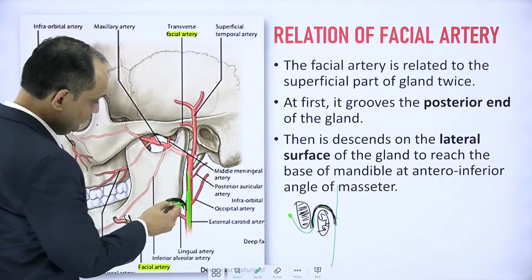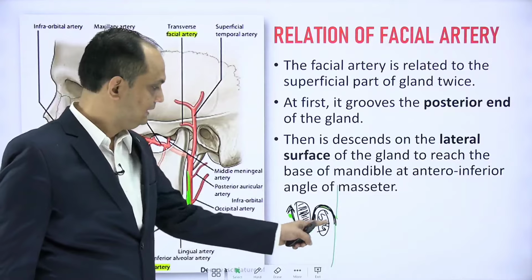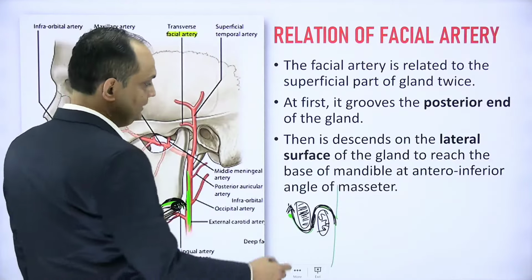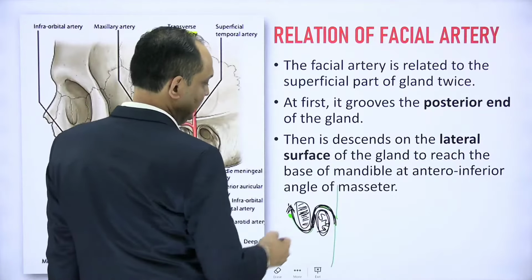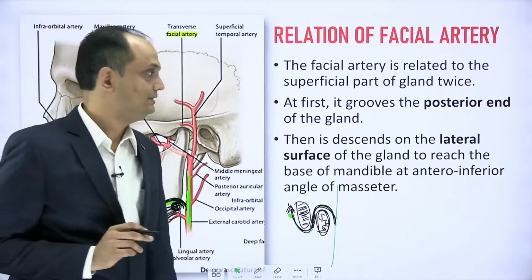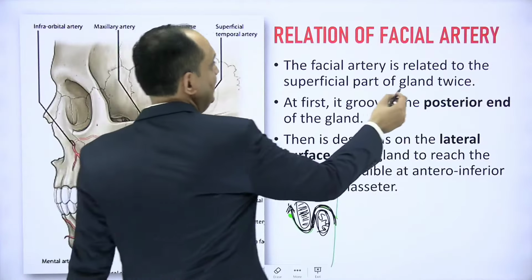After making a groove on the posterior end, it comes on the area between the gland and the bone, and then it again makes a loop, and through this loop it will come out on the lateral surface of the mandible. So you have to understand that from the point of origin till it comes on the face, the S-shaped course of the facial artery is having the relation with the submandibular gland at two places. One is the posterior end and second is at the lateral surface. So the facial artery is related twice.